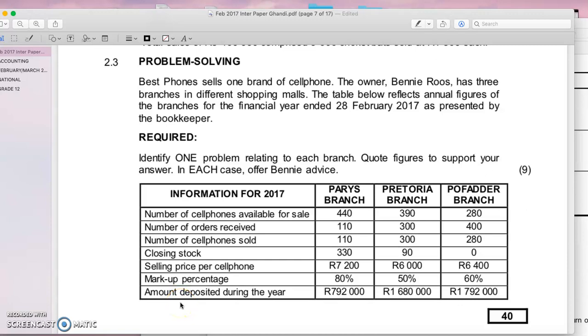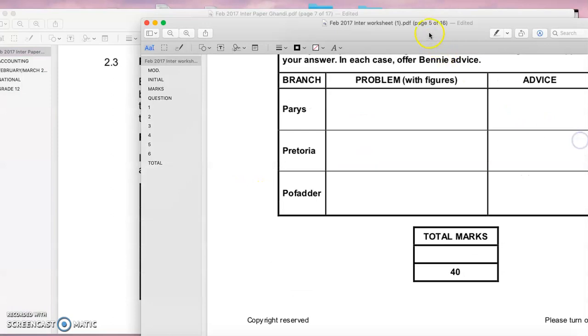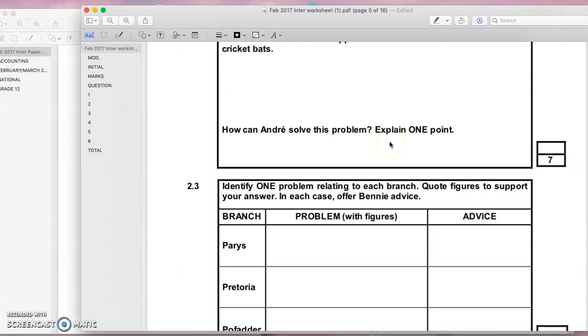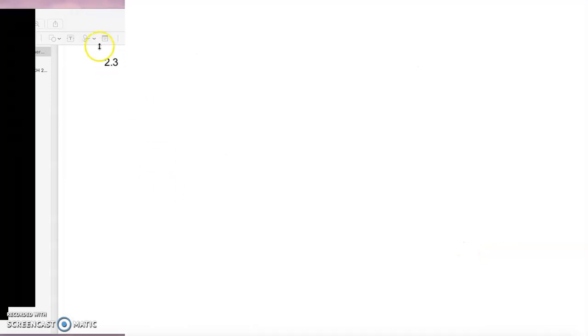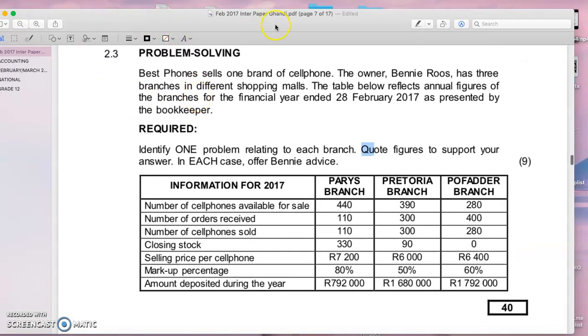Right, for the last question of today, we're looking at a problem-solving question, and they basically want you to identify problems in each of these three branches. They sell cell phones, and they're telling you that each branch has a problem. They want you to identify one problem in each branch, quote figures to support your answer, and offer advice. And in the answer book, they provided you with this table, so you would fill in a problem for each with figures and advice.